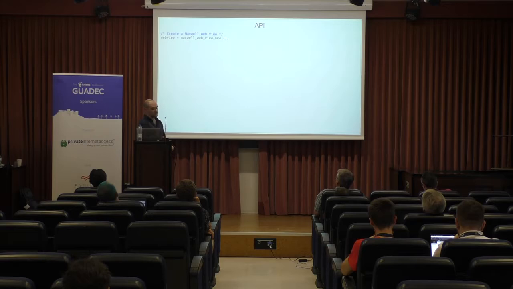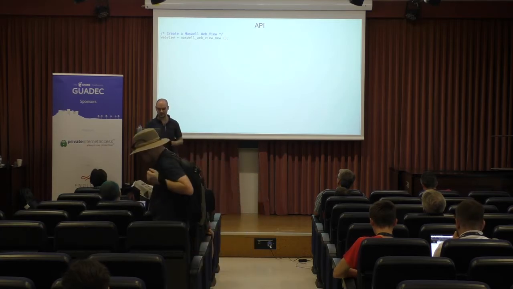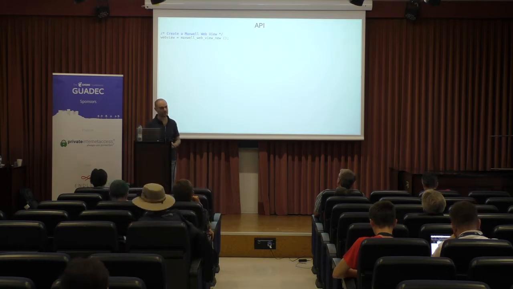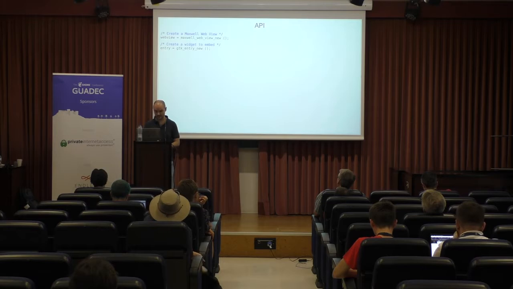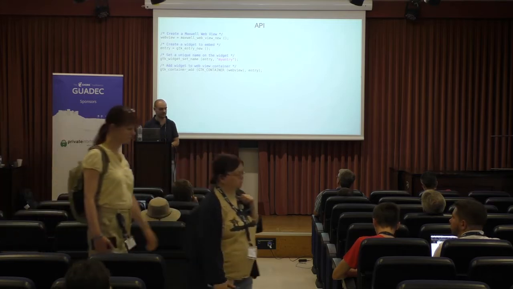Okay, so about the API, what I tried to do was make it as tiny as possible and use as many common interfaces as possible. So I came up with something that's really simple for the application developer. All you have to do is create a Maxwell web view, which derives from the regular WebKit web view. Then you can create your own widget that you want to embed in it. All you have to do is set a name to that widget, and then you can add it directly to the web view using the regular GTK container interface.